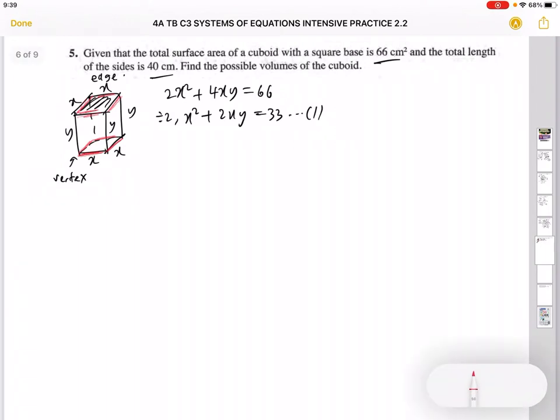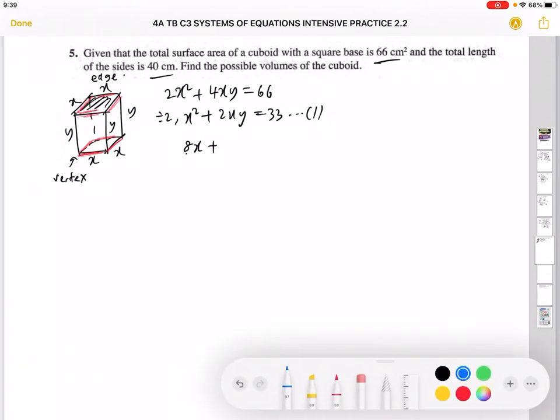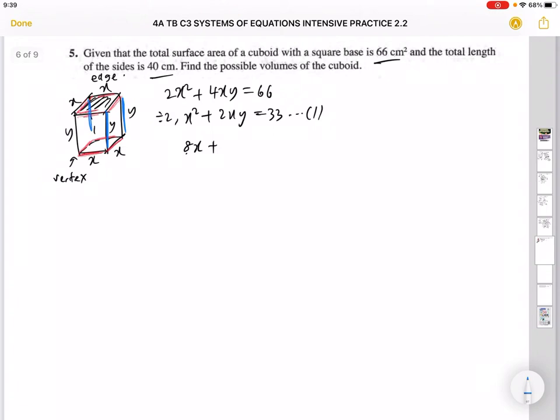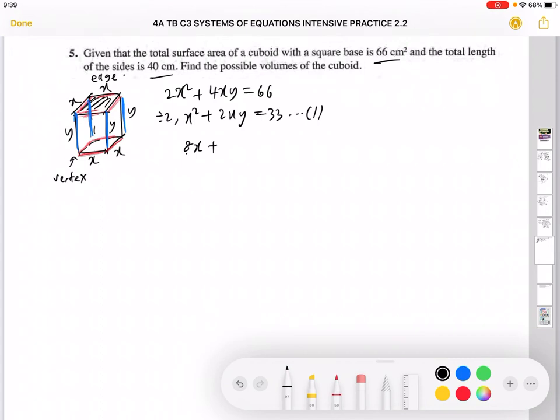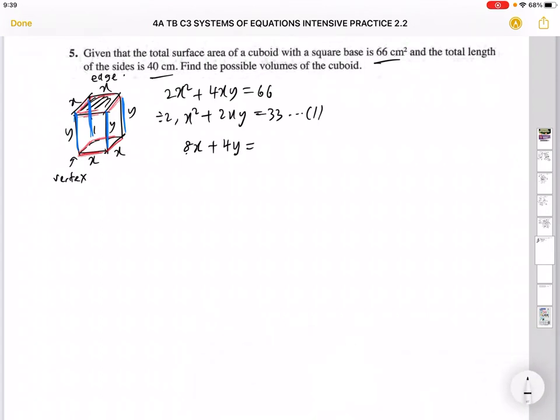So x, you have 8 of them, 8 edges, right? Y, let's say, I count 1, 2, 3, 4. You have 4 edges for y. So when you add them up, your sum of edges will be 40. So in this case, who should I make as a subject? Maybe I divide by 4 first to make the number smaller. And in this case, it's quite clear cut. Yeah, I can make y as a subject. And even then, I only need to substitute y once, right?